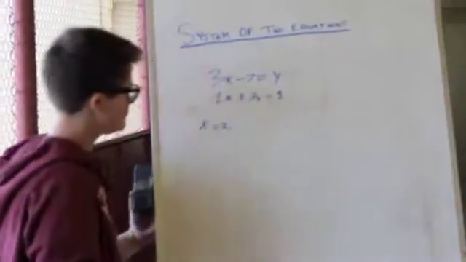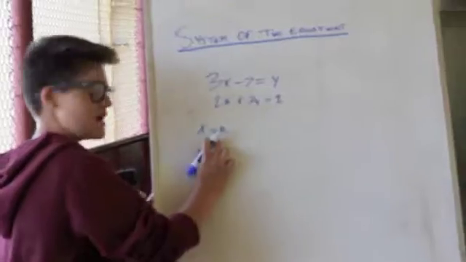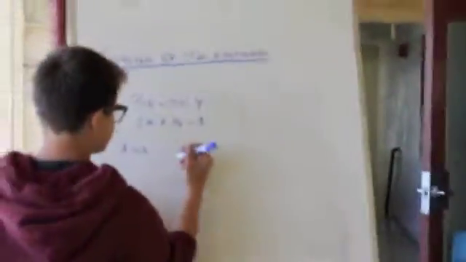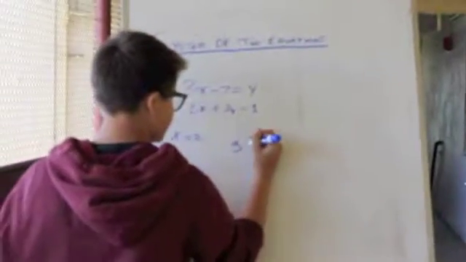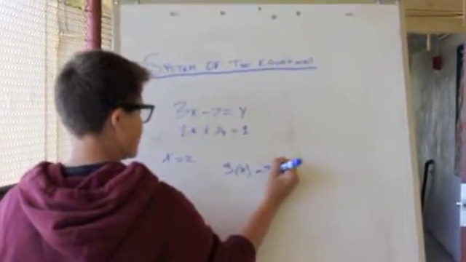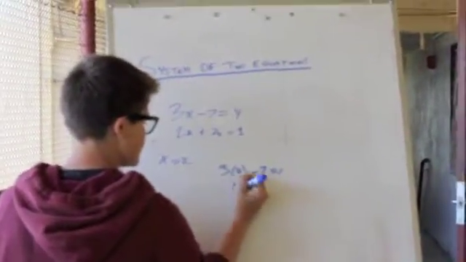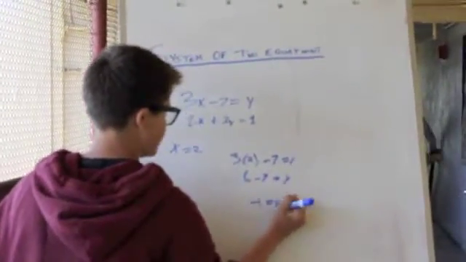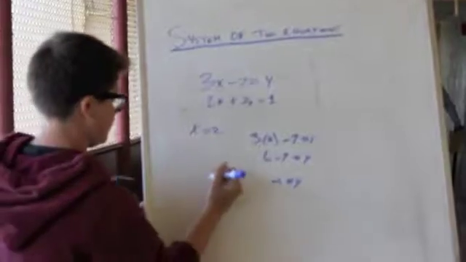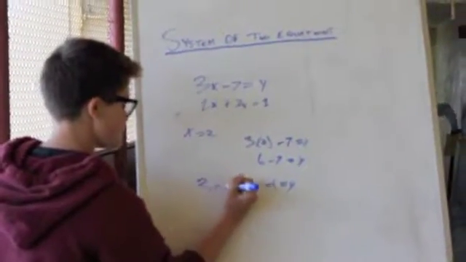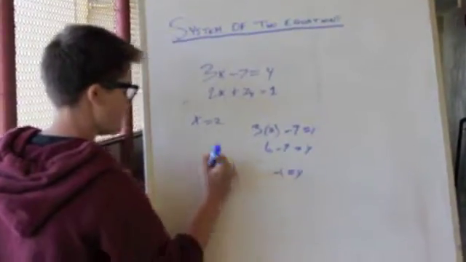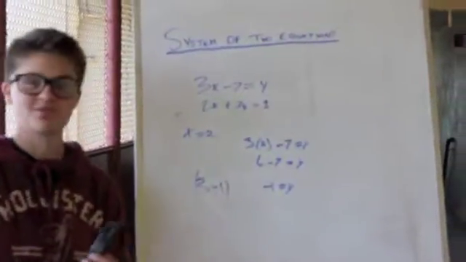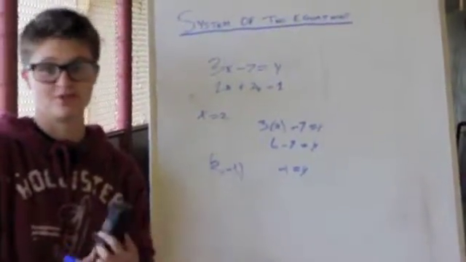So now we've concluded that x equals 2. The next step is to plug in x equals 2 to one of your original equations, whichever one you want. I'll just go ahead and plug in the first one. So 3 times 2 minus 7 equals y. 6 minus 7 equals y. So negative 1 equals y. That's the end of your equation. So 2, negative 1 is your xy coordinate. And that's how you solve a system of two equations with two variables.